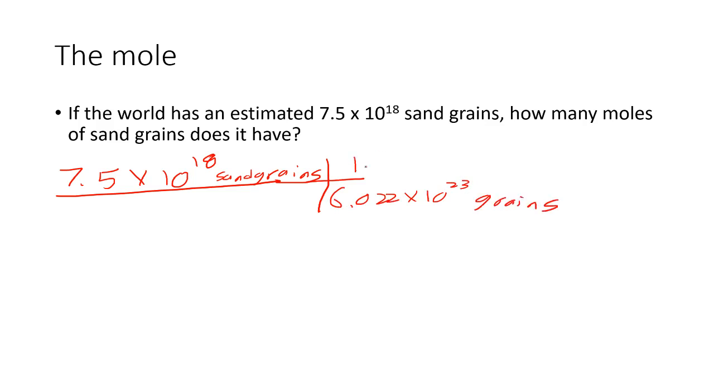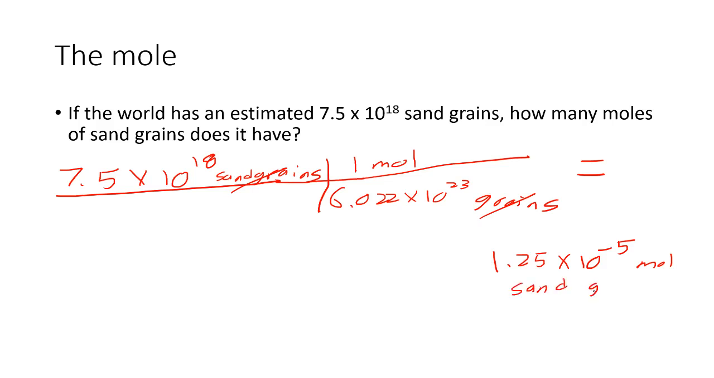And for this, there'll be 1 mole of sand if we do this. So we're going to cancel out our sand grains. And what you'll get, if you put this in your calculator, is that you actually have 1.25 times 10 to the minus 5 moles of sand grains. This is something to keep in mind.